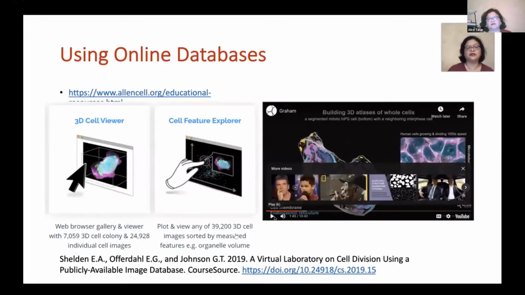So what this database allows the students is that they're able to use that database to design or to analyze them, even do some experiments. So there is a published paper on using this database to study cell division.